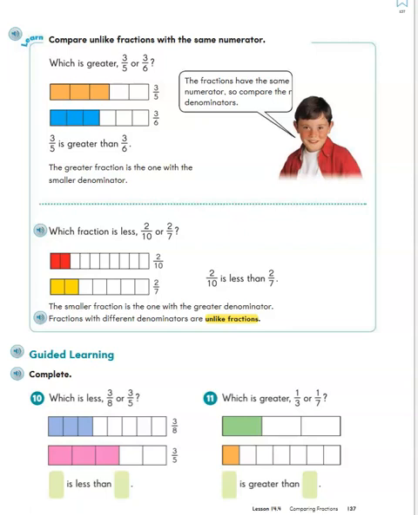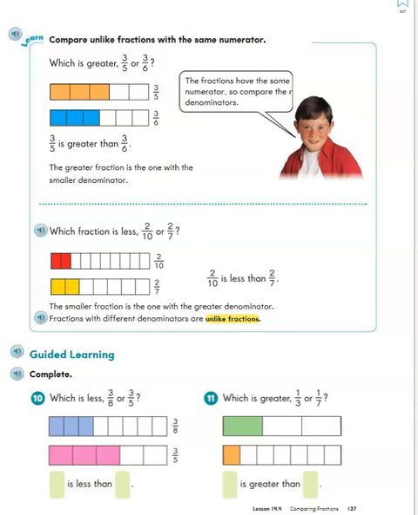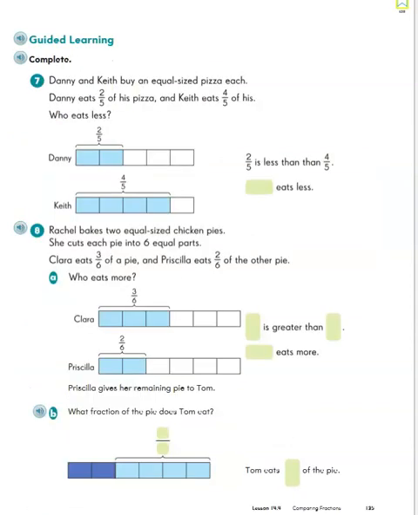So today we're going to be comparing unlike fractions with the same numerator. So let's take a look at what we did last time. Remember last time we were looking at like fractions, which means we were looking at fractions that had the same denominator. Remember this, guys?